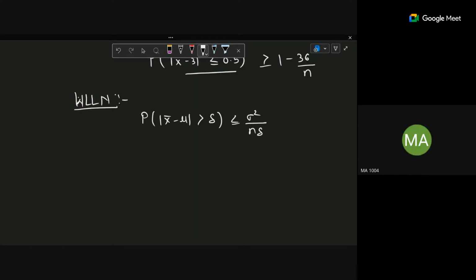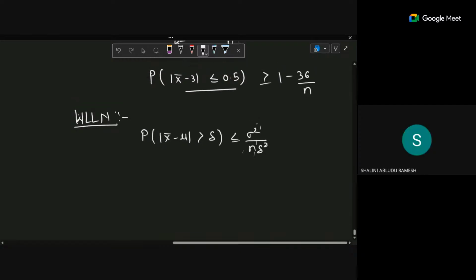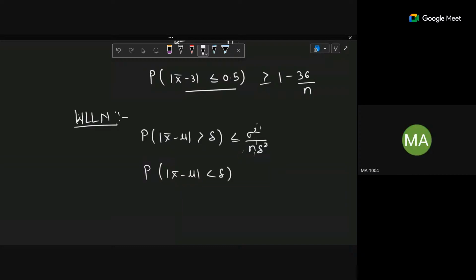Sigma square by n delta square. So here it is variance of something. Okay. Then the next formula will be modulus of x bar minus mu less than delta. There only I have doubt, ma'am. Should it be greater than or equal to 1 minus sigma square by n delta square, or less than or equal to? This is where I have the doubt, the second one. Why is it so? It's a complement, no? So it is greater than or equal to 1 minus sigma square by n delta square, is it?